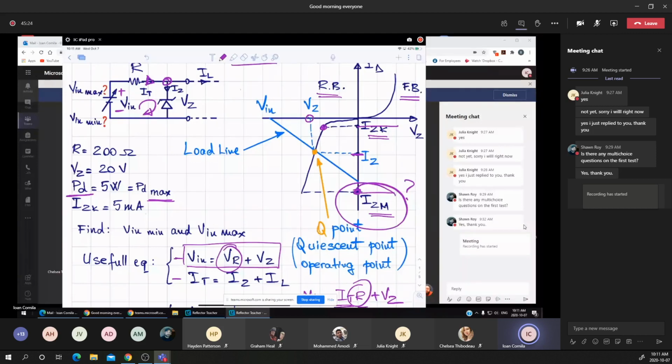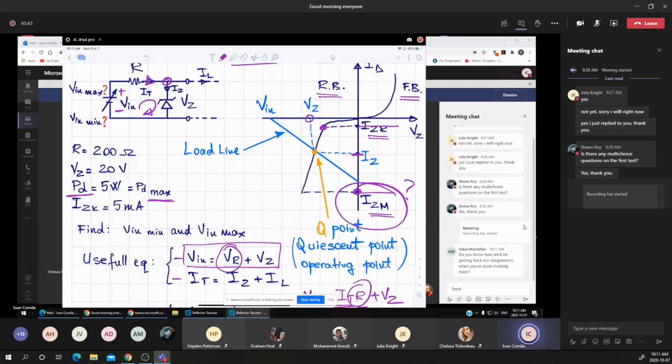Any questions, comments, concerns? Just to remind you guys, the Zener diode, thyristor, diac, triac, BJTs and FETs are part of the second assignment, second test. Everything up to Zener diode. Zener diode is not included.